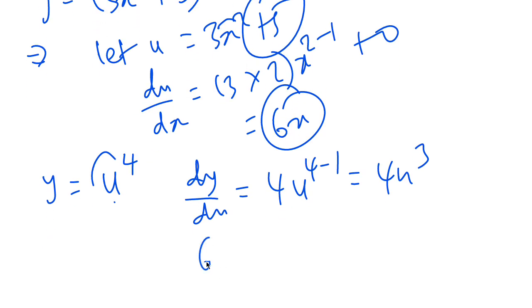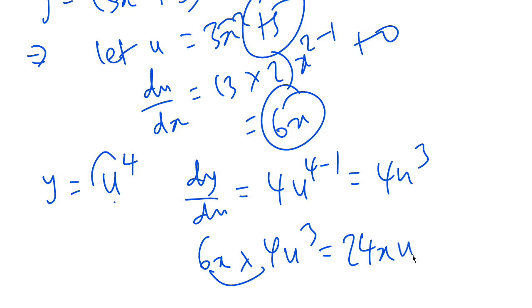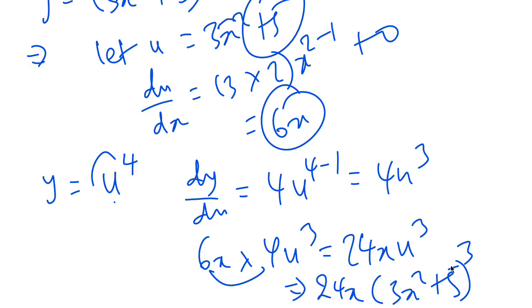Do you understand? That will be 6x times 4u cubed. So this 6 and 4 can marry, and then we have 24x and then u cubed. And then you now recall that u is 3x squared plus 5. So what will be your final answer? 24x into (3x squared plus 5) to the power of 3. So that's simply what it is, right?